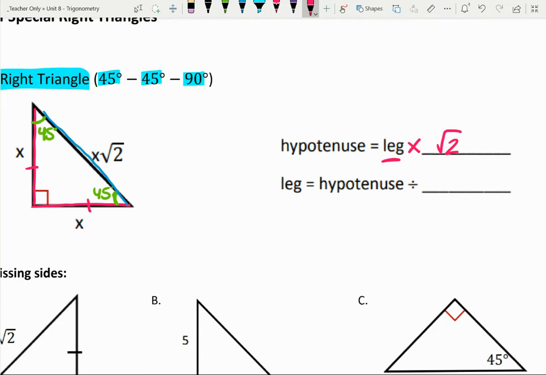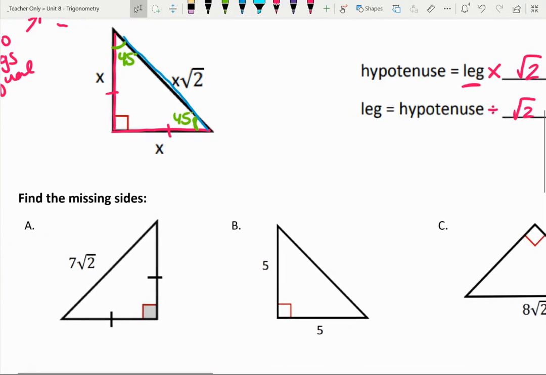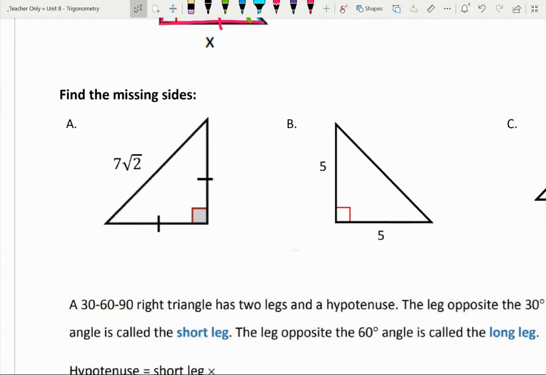Now, to work in reverse, if we have the hypotenuse and we want to find the length of the leg, then all we do is take the length of the hypotenuse and divide by the square root of 2. So, a couple of examples here to find the missing sides.